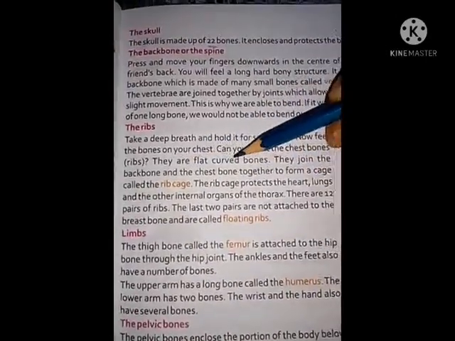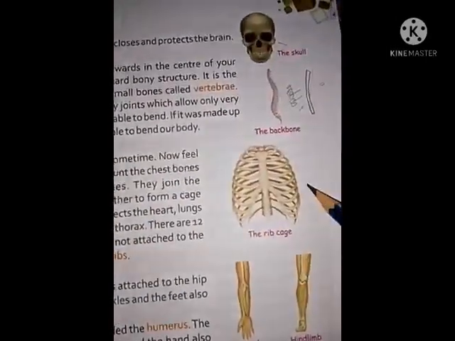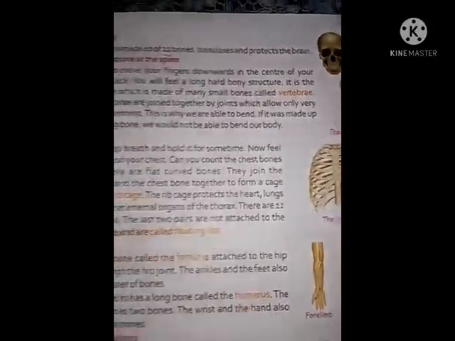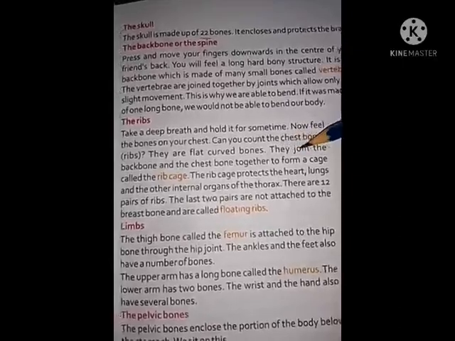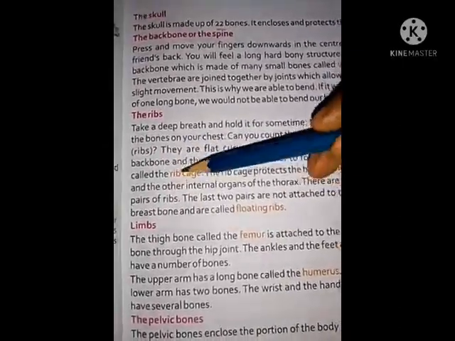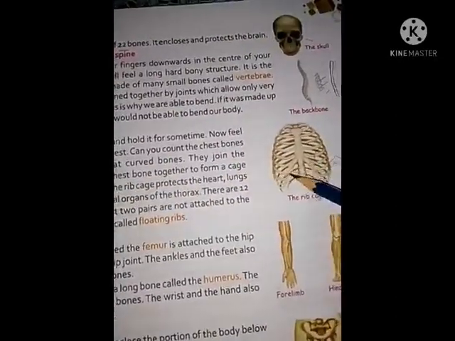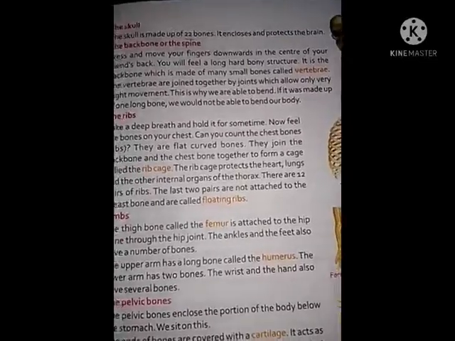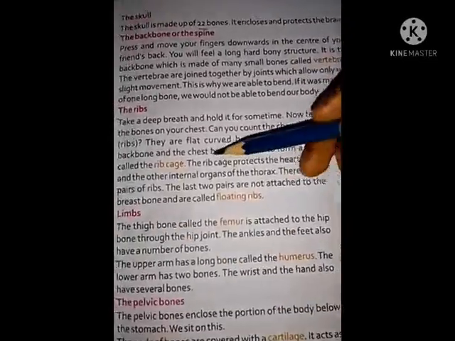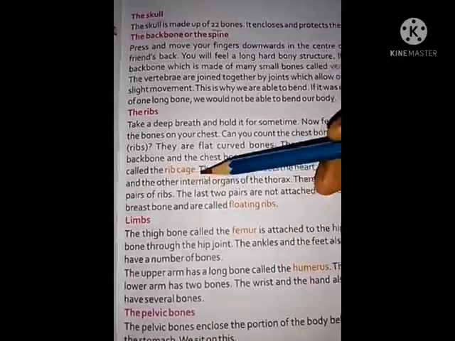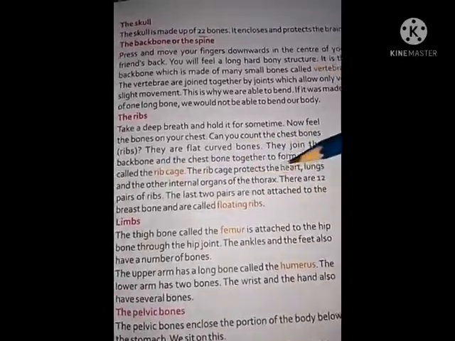They are flat curved bones. They are curved, they are like this, right? They join the backbone and the chest bone together to form a case called the rib cage. The rib cage protects the heart, lungs, and the other internal organs of the thorax.